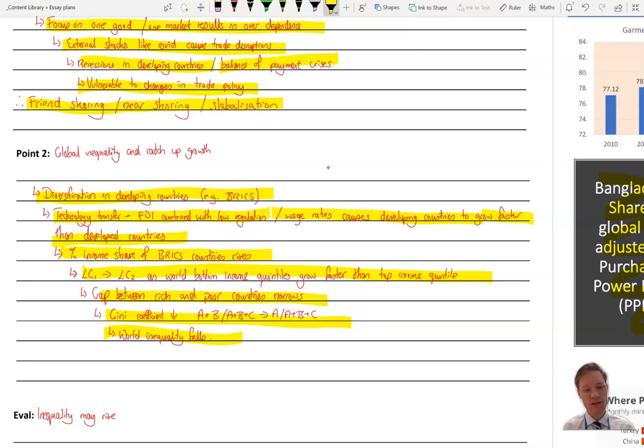Now, pause the video in a second. Why might global inequality or national inequality rise in both developed and developing countries?